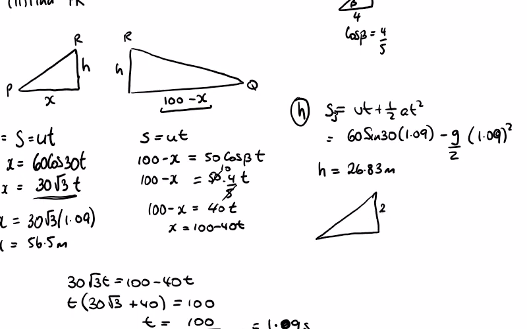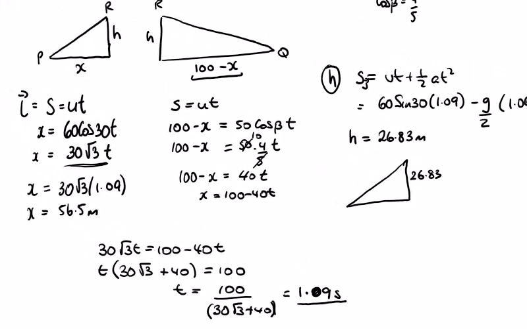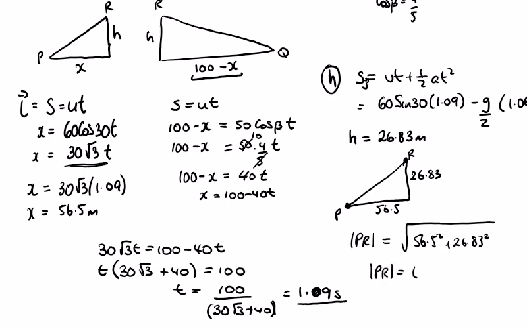So just draw that little triangle again. We have our 26.83. What do we get down here? We got 56.5. So PR is equal to the square root of 56.5 squared plus 26.83 squared. So PR is going to be 62.5 meters.